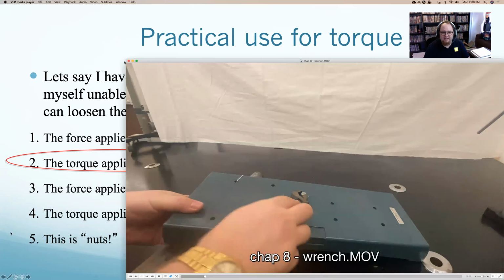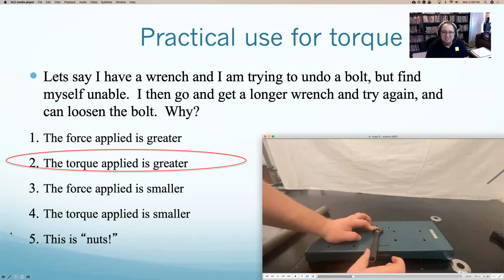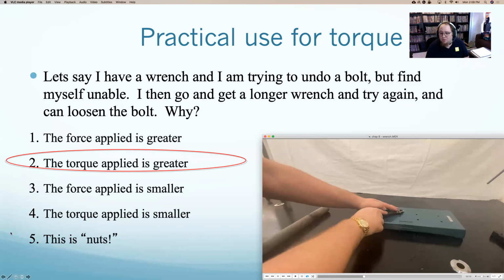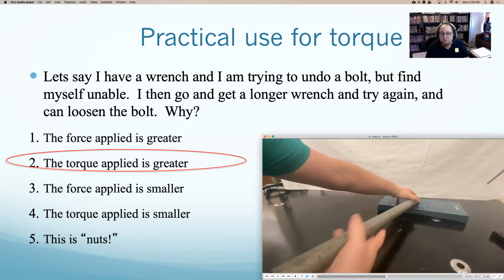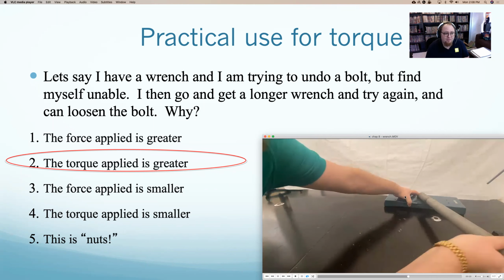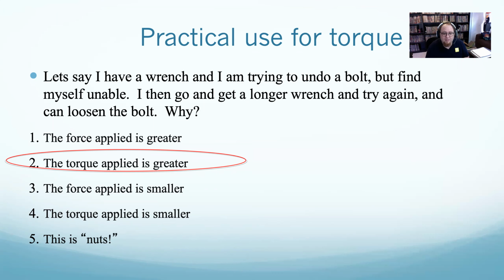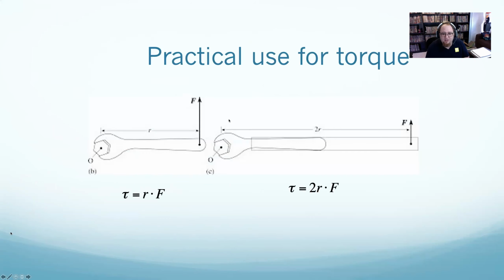I increase the radius. And because I increase the radius, I apply more torque. So if you can't get something to spin, don't necessarily push harder. You can, but push smarter. Go out to a much bigger radius and you apply more torque. The more torque, the more likely it is to make something move. This video is right here, where I had the small wrench versus the wrench with the pipe. If I make the radius twice as big, I apply twice as much torque. Make sense?